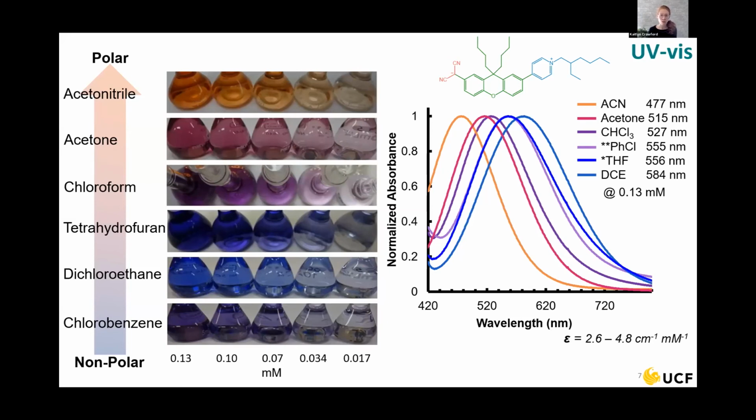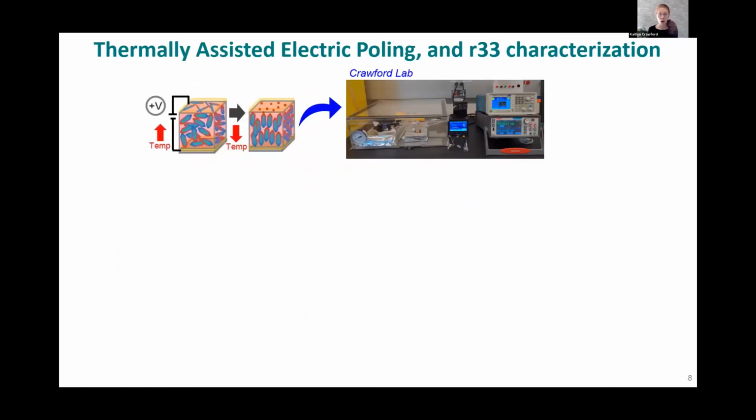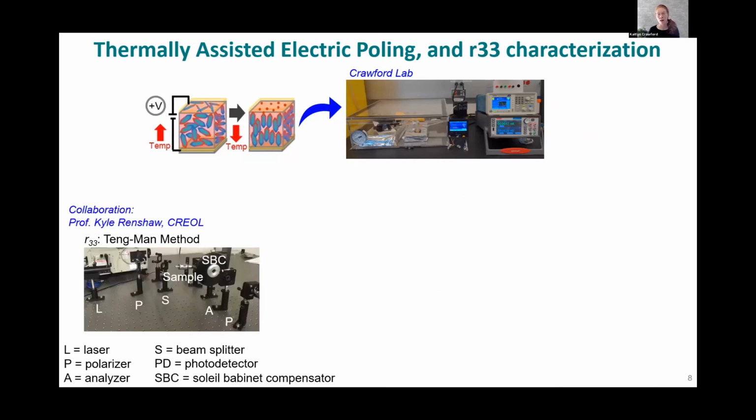So now that we have the groundwork laid for that, we want to figure out how to get the electro-optically active films in the first place. So here we built ourselves in the lab a thermally assisted electric poling setup so that we can actually achieve some electro-optic activity. And then through a collaboration with Kyle Renshaw at Creel, and many thanks to him and his students for helping to set up an electro-optic coefficient measurement method called the Teng-Man method.